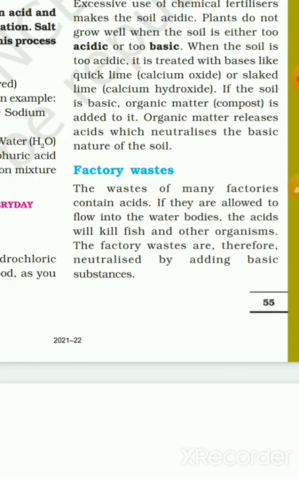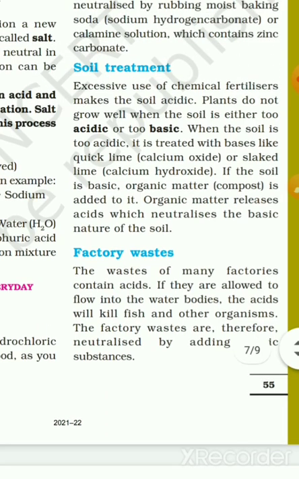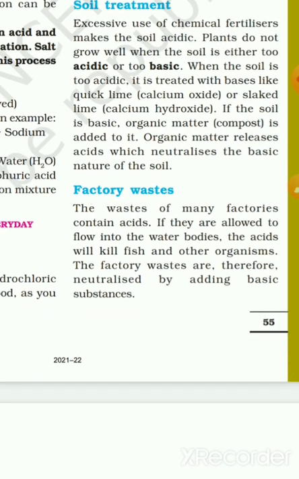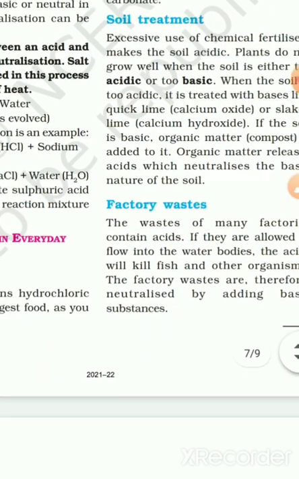Next is soil treatment. When farmers use many chemical fertilizers, the soil may become acidic. To neutralize the effect of acid present in the soil, we will add a base. So we should add quicklime or slaked lime. Quicklime's chemical name is calcium oxide, and slaked lime is calcium hydroxide. Next, when the soil becomes basic in nature, we should treat it with compost or organic matter, humus, so it will become neutralized.